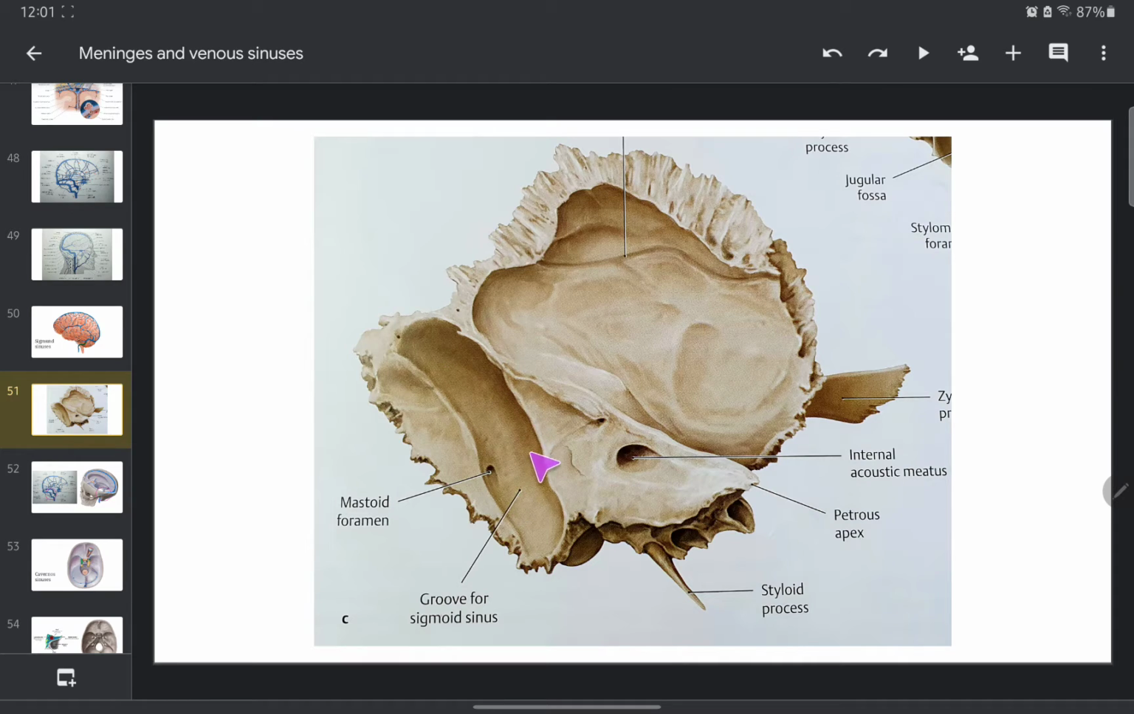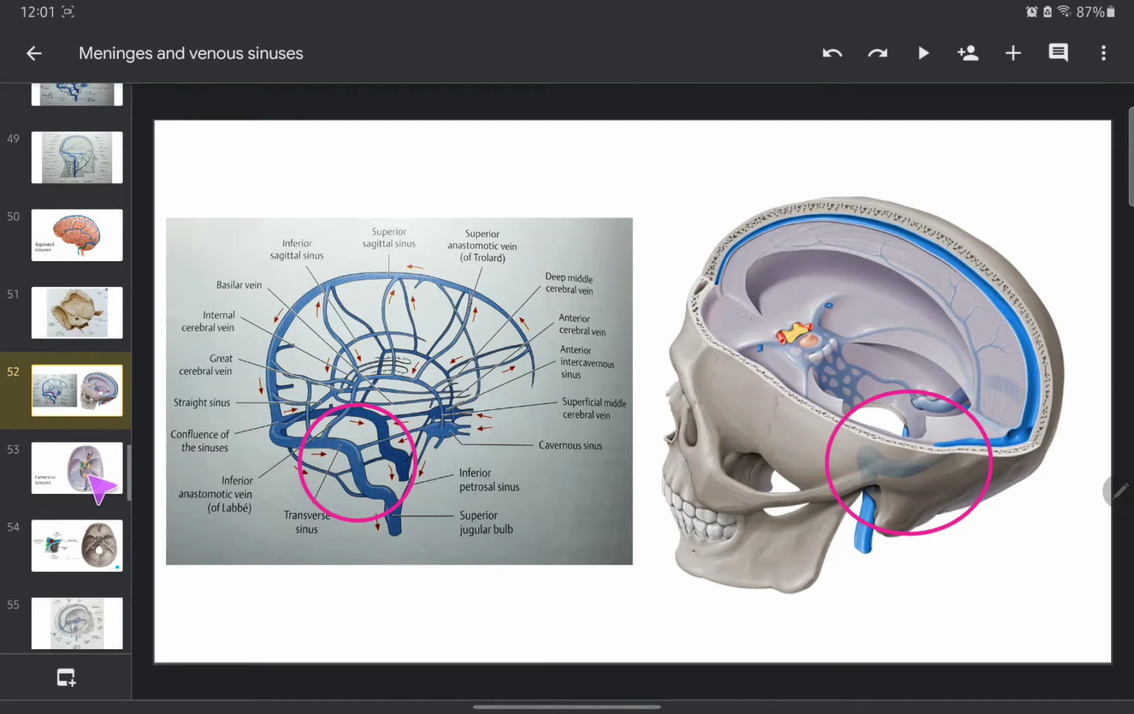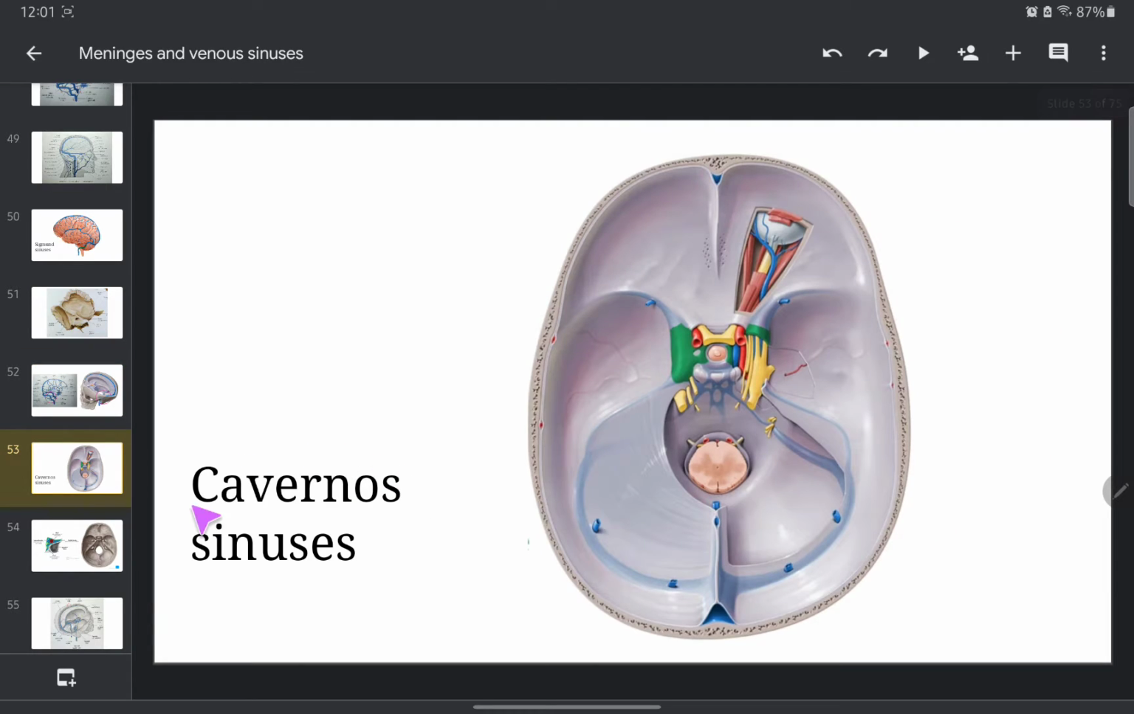Now after it passes here, as I said, it descends downward and medially, and then it passes forward and inferiorly, joining the superior jugular bulb, which is the termination of the venous structures of the brain, and continues as the internal jugular vein. Now this is for the sigmoid sinus. Next sinus is a very important sinus known as the cavernous sinus.